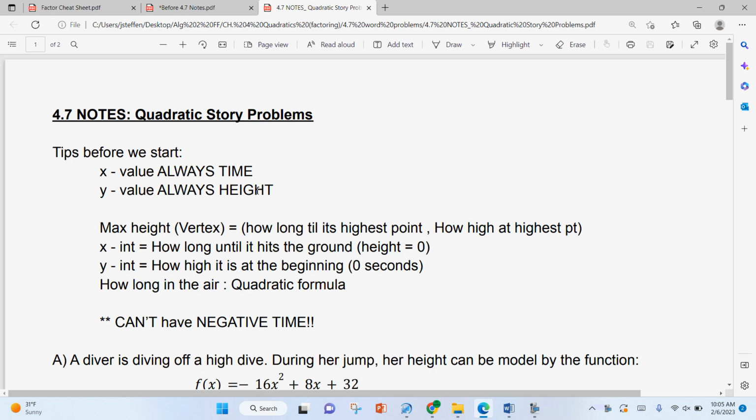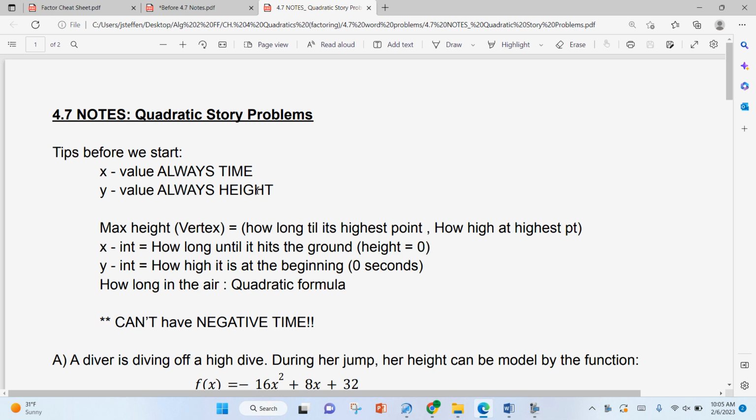So I took that thing we did before, and I jotted it down because I wanted you to have it in your notes. That way when you study, you have that. I didn't want to print out a whole other sheet of paper just for some of that stuff. So I noted the x value is always time, the y value is always the height. The max height is your vertex. The maximum height, you use your vertex, I should say.